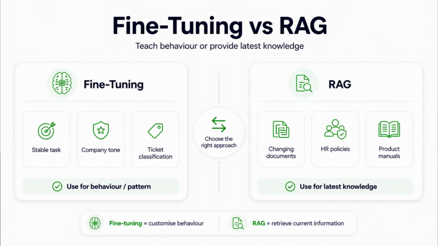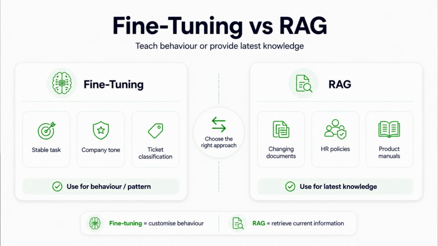Now, one important question: when should you use fine tuning? Fine tuning is useful when you need a model to behave consistently for a specific task. It is also useful when you have many good examples and the task is stable. For example, classifying a support ticket, extracting fields from a standard document, or writing responses in a specific company tone. But fine tuning is not always the right answer.